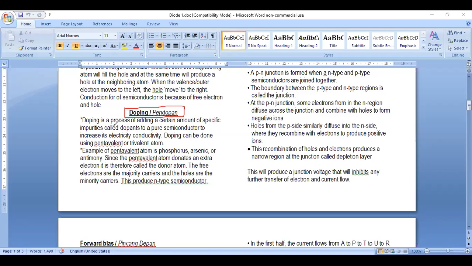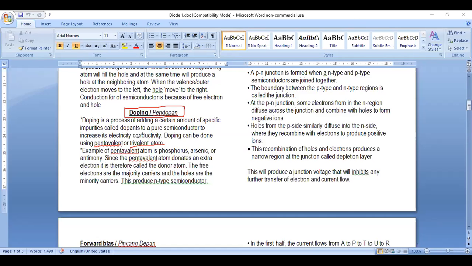In doping, you cannot add just any impurities. There are only certain impurities, and there's a reason why, which I will explain later. Semiconductor is group 4, so doping is usually done using either group 5, pentavalent, or group 3, trivalent. Pentavalent means we have 5 valence electrons, that is 5 electrons at the outer orbital.